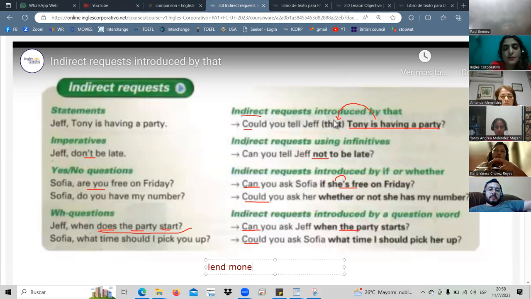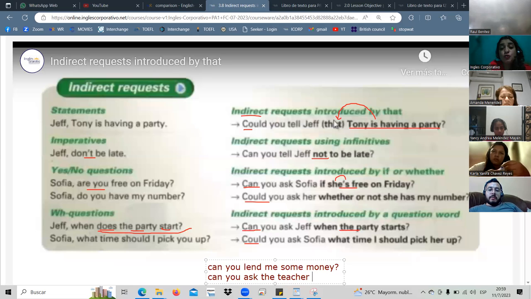Lend money, okay? I can say, can you lend me some money? How would you form an indirect question here? Can you ask the teacher to lend me some money? Okay.